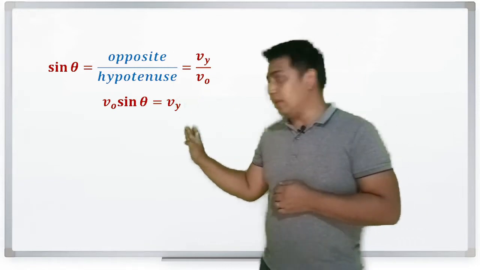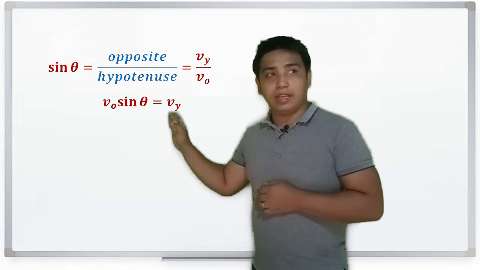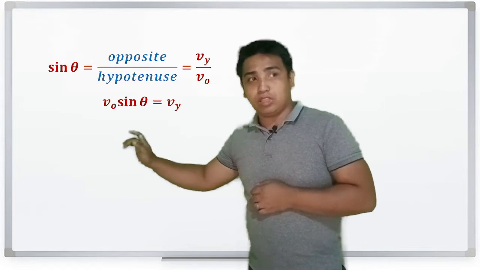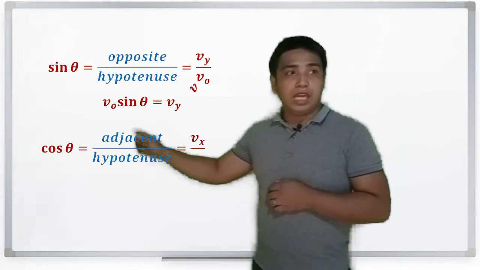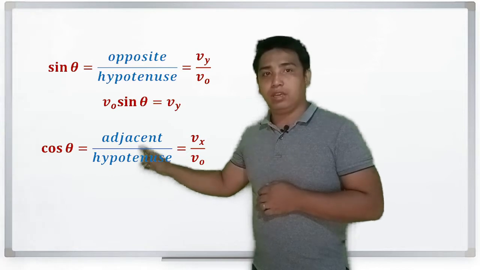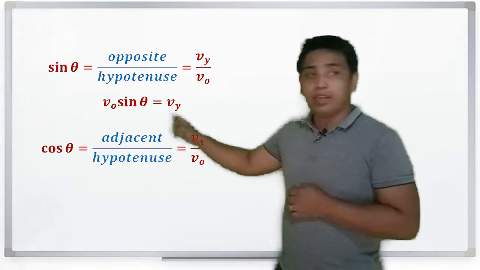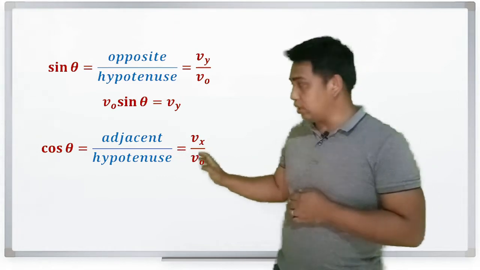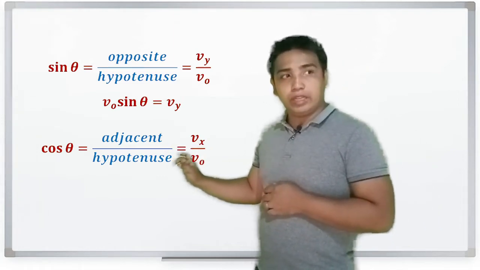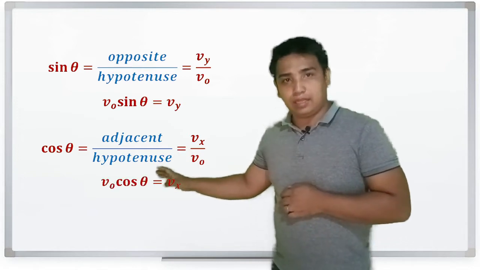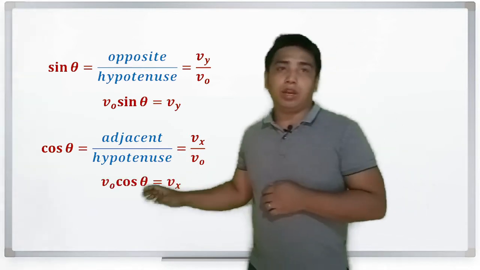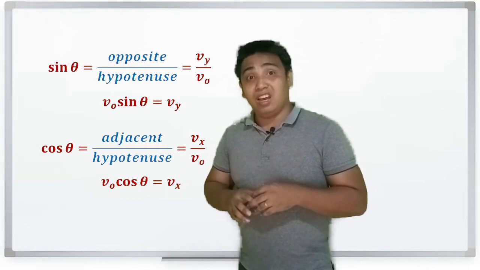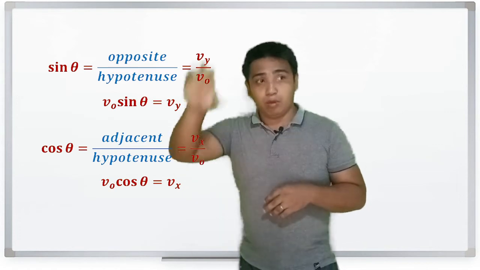And right now we are going to get the velocity in the x component, and we are going to use the cosine function, which relates the adjacent side to the hypotenuse, and consequently it is Vx over Vo. To get Vx, we cross multiply Vo to the other side, and Vx is now equivalent to Vo cosine theta. Keep in mind that this object is still under the effect of the acceleration due to gravity in the y-axis.